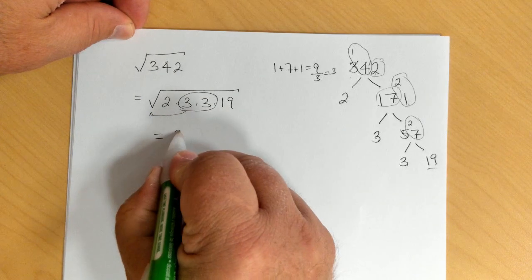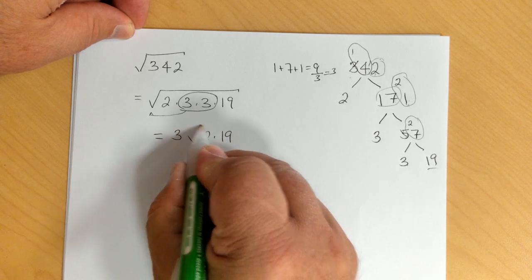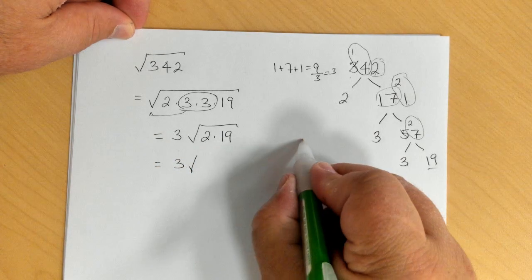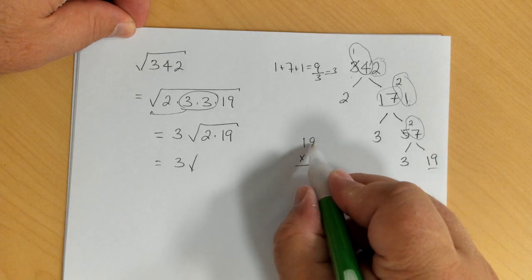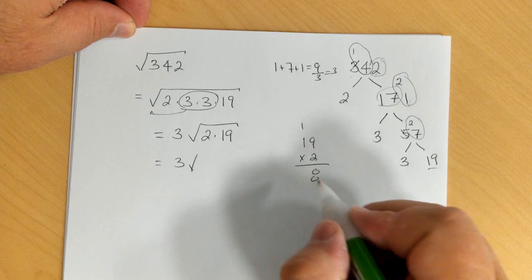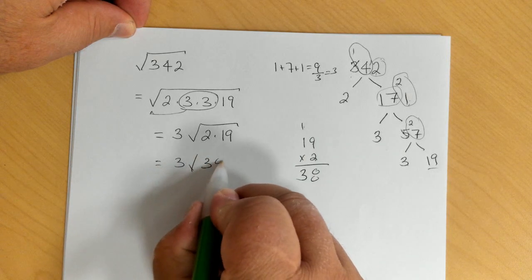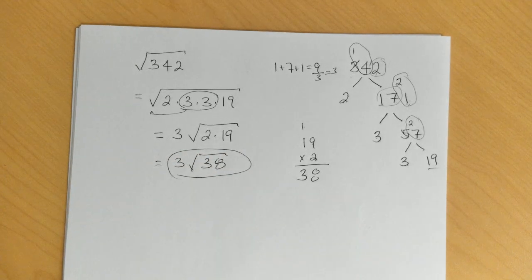So that one comes out, leaving us with 3 times 2 times 19. 2 times 9 is 18. 2 times 1 is 2, plus 1. Your answer. You still seeing it, or?